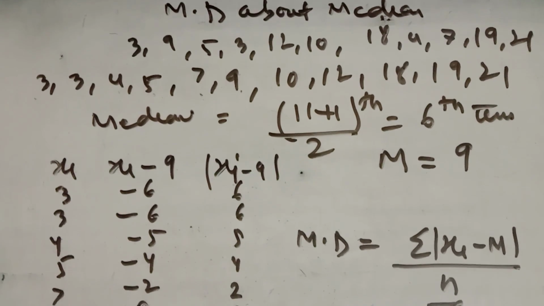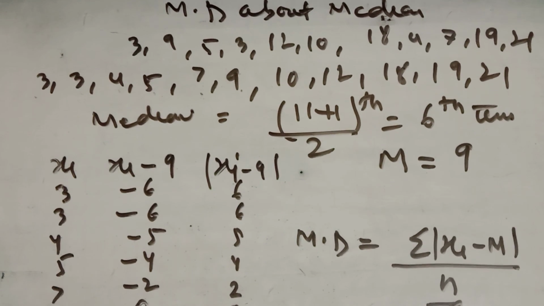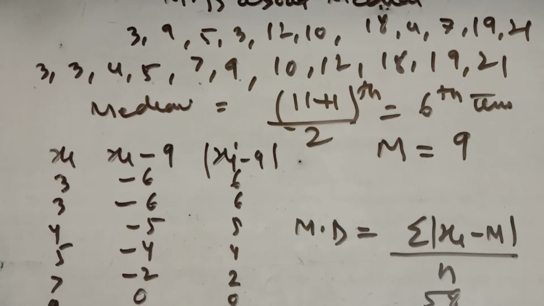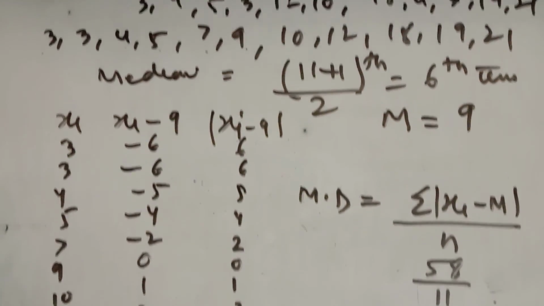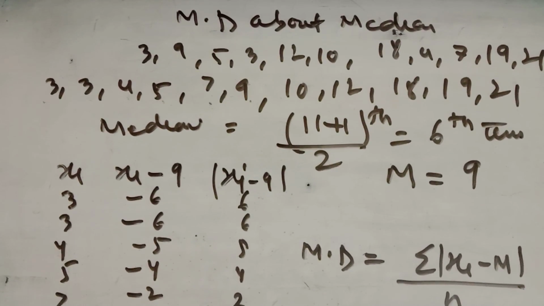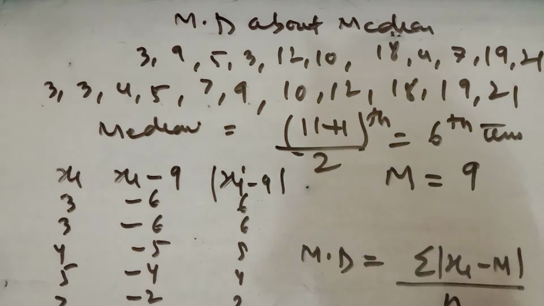First you find the median, and from the median you subtract each of the individual data, find its modulus, find the sum and divide by the number of observations. We'll discuss the mean deviation about the mean and median for the grouped data in the next lecture.